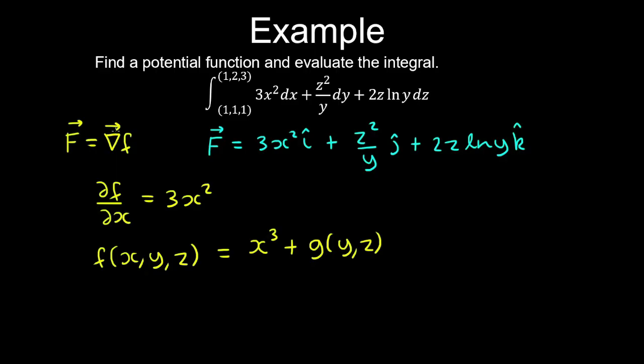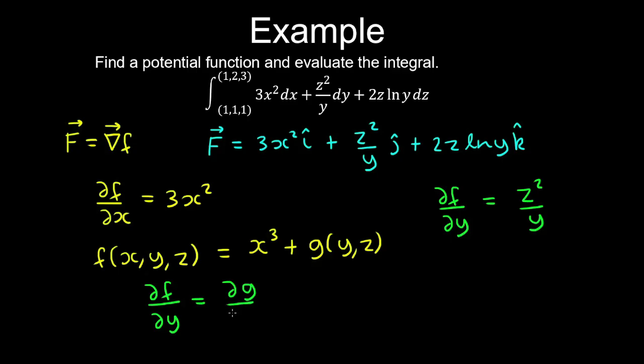And now equating the second components, we get the partial of f with respect to y is equal to z squared on y, and taking the partial of f with respect to y, we get the partial of g with respect to y. So equating these two expressions, the partial of g with respect to y is equal to z squared on y.